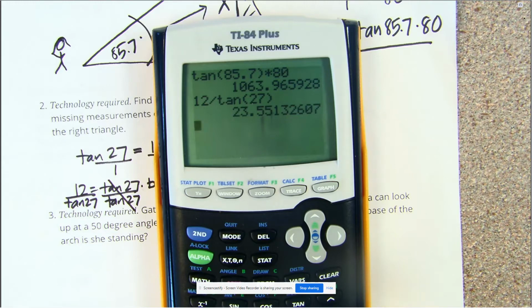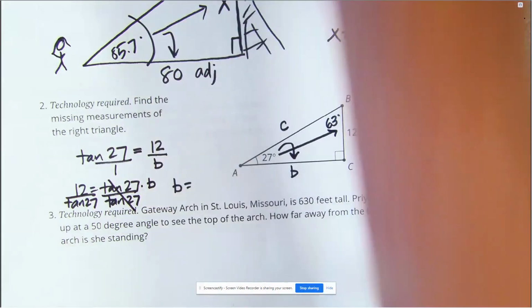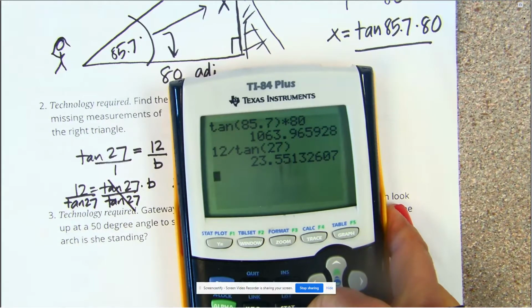That side is about 23.55. Actually, sides we normally go to maybe the tenths. 23.6.